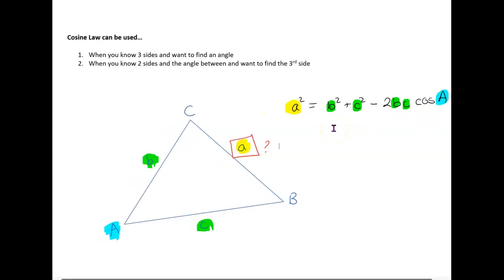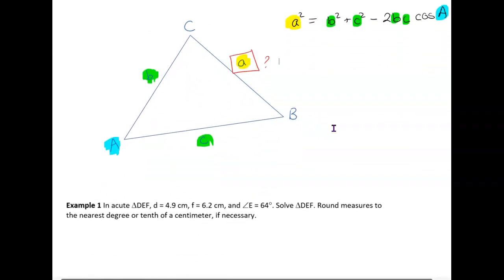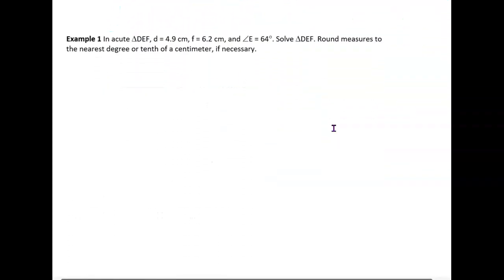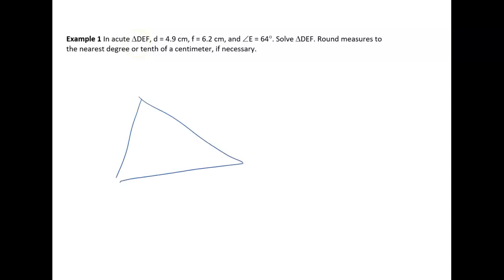All right, let's try a question to help you maybe clarify this law. So here's example 1. In an acute triangle DEF, so I'm going to draw my triangle DEF. The capital letters are my angles. I know side D. So that's going to be across from the angle D. So D equals 4.9 centimeters. Then I also know the side length F, which is across from angle F. So that's 6.2 centimeters.